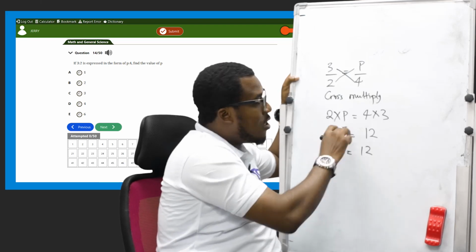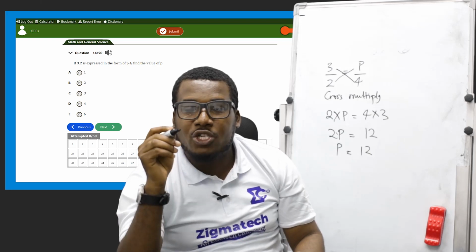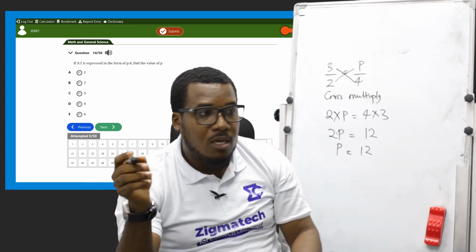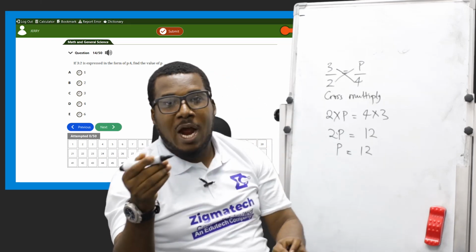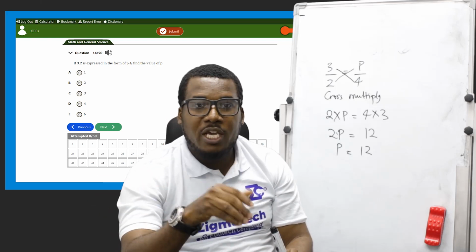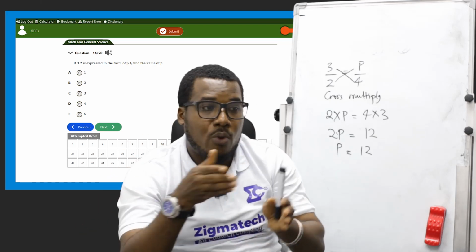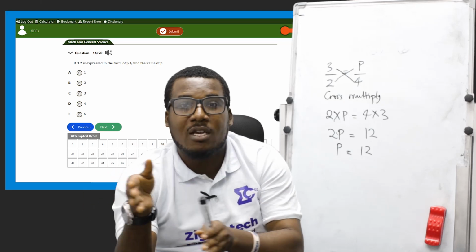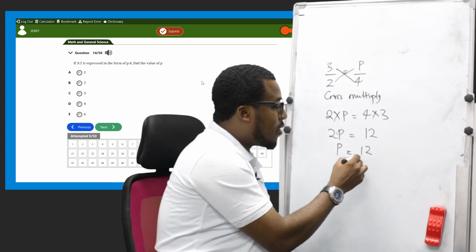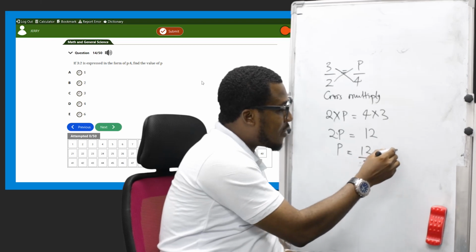When multiplication is going over an equal to sign, the sign changes. The sign of the multiplication will change to a division. When division is going over an equal to sign, the sign of the division will change to a multiplication. When addition is going over an equal to sign, the sign changes to a subtraction. When subtraction is going over the equal to sign, the sign changes to addition. In this case, it becomes 12 divided by 2, which gives us the answer 6.